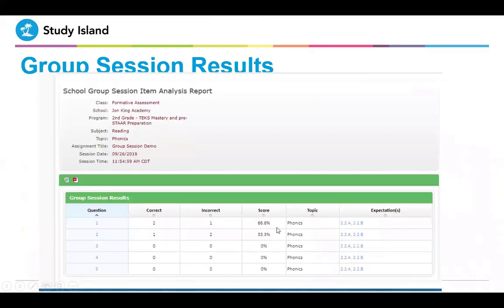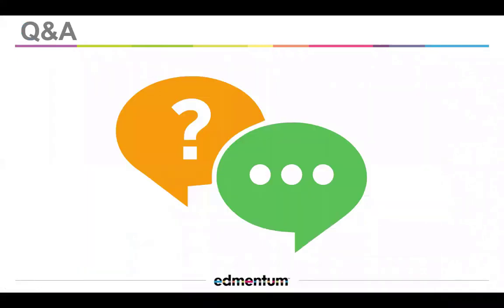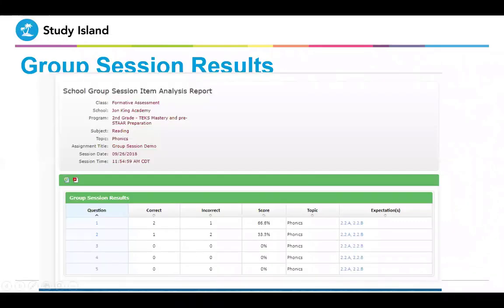The group session results are also available to you after the students complete the session. You'll see here in the demo that I have an item analysis of the group session. I can see question by question which students got it correct. It looks a lot like the item analysis you saw in the built test, because the built test and the group sessions can work in unison with each other.